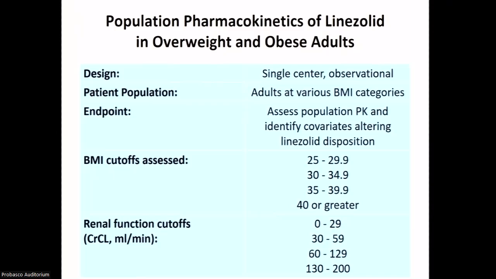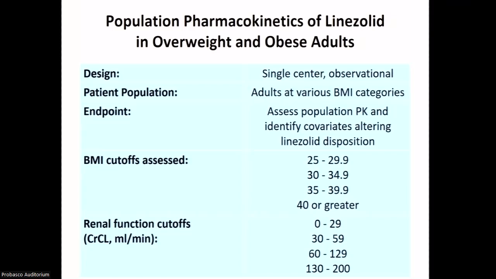They evaluated adults at various BMI categories, and their goal was to assess the population pharmacokinetics and identify covariates altering linezolid disposition. The BMI cutoffs that you see there are pretty standard, and then they also assess patients as far as their renal function based on their creatinine clearance. The authors utilized a Monte Carlo simulation to estimate the probability of target attainment, which is basically can the dose get to the efficacy endpoints that we had talked about earlier.